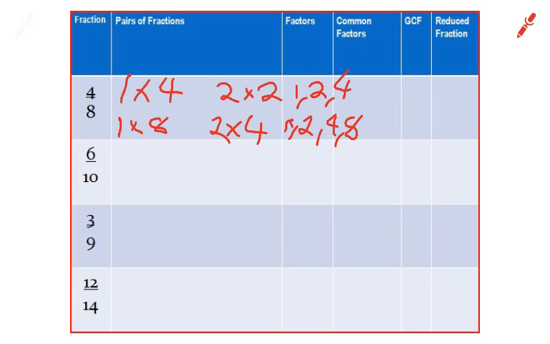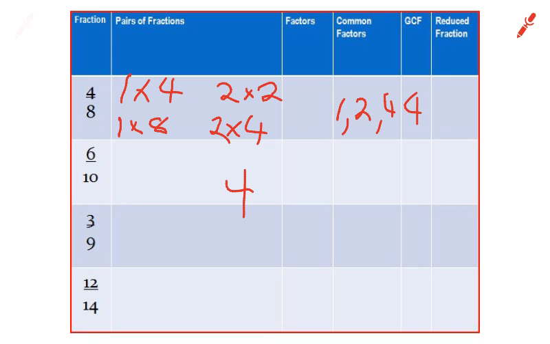Alright, and now let's look at what our common factors are. I got to make room, so I'm going to take that off. What are our common factors for 4 and 8, Ashley? 1, 2, and 4. Bella, what is our GCF, or our greatest common factor? 4. Now we're going to take this 4, and we're going to take our original fraction of 4/8.